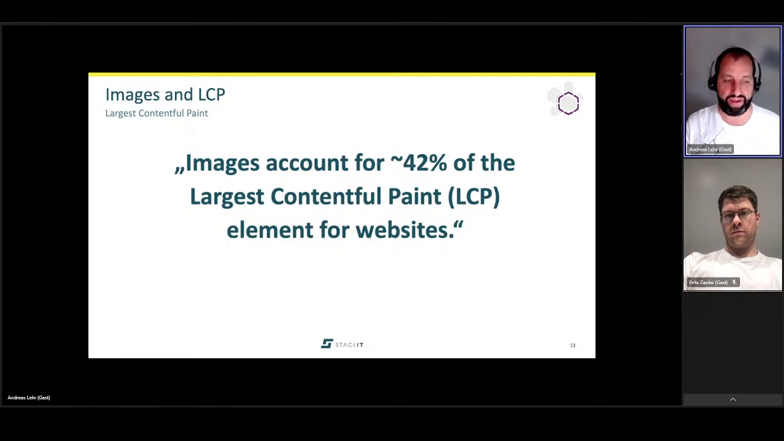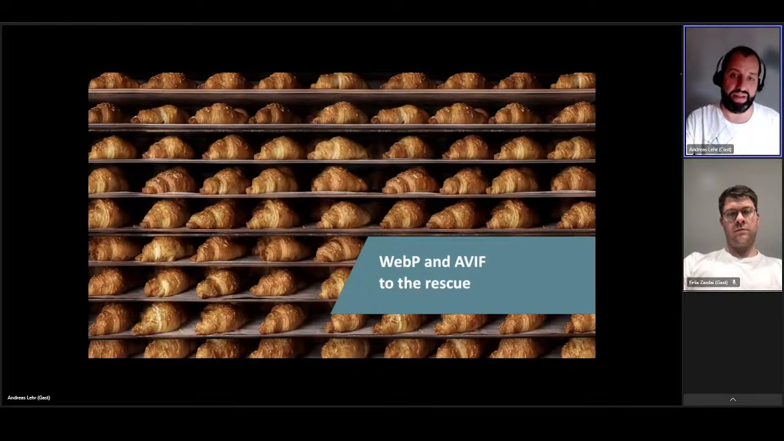performance of the website. So what can imgproxy do to deliver images in a performant way? WebP and AVIF to the rescue. So we heard before that there are these two web formats. What do they do? And what's the difference between them?